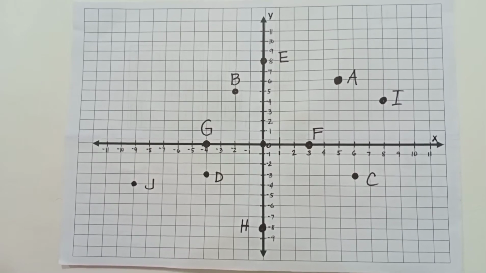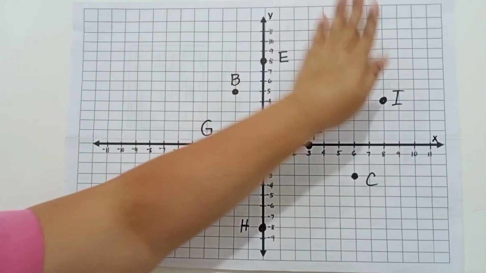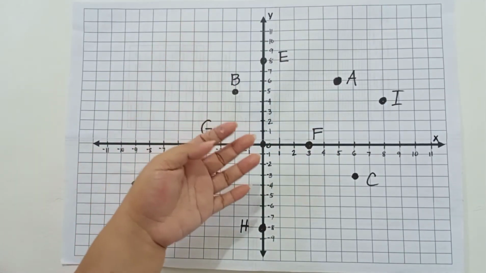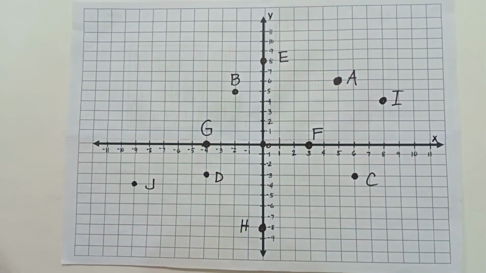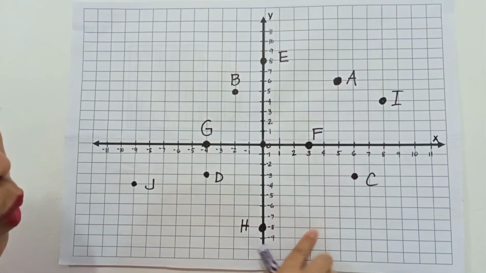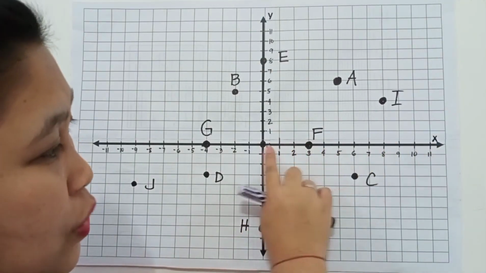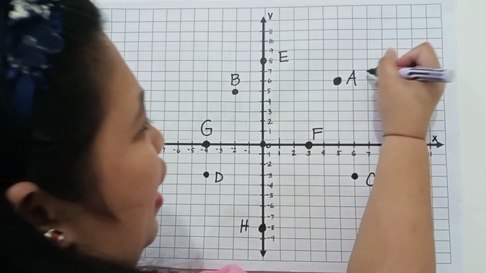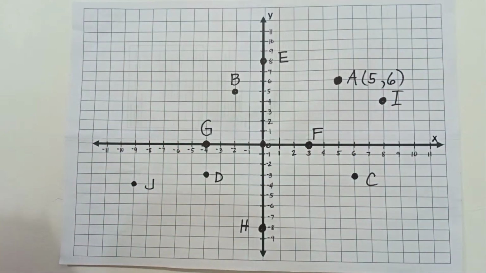Okay, class, so let us have another example on how you are going to name points. For example, this is our Cartesian plane. So we have quadrant 1, quadrant 2, quadrant 3, and then quadrant 4. And then, class, you are going to name this point. For example, this is our point A. So what is the name of our point A? So of course, look first for the x-axis. So you have 5. And then you have here 6. So you have point A as 5, 6.